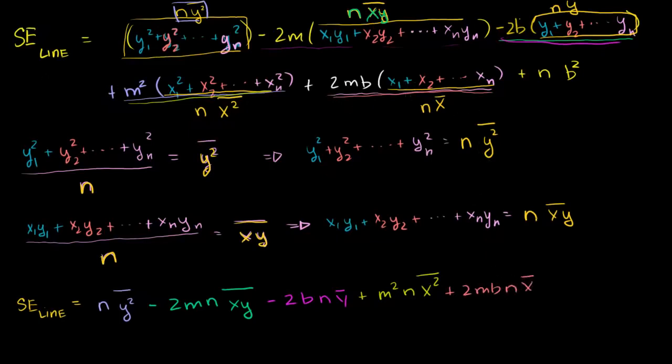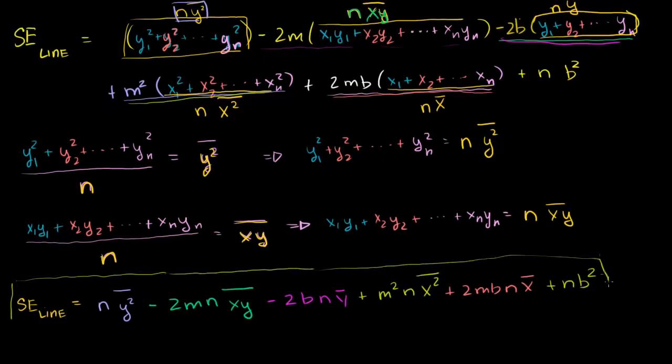And then finally, we have plus nb squared. So really, in the last 2-3 videos, all we've done is simplify the expression for the sum of the squared differences from those endpoints to this line y equals mx plus b, right over here. So we're finished with the hardcore algebra stage.